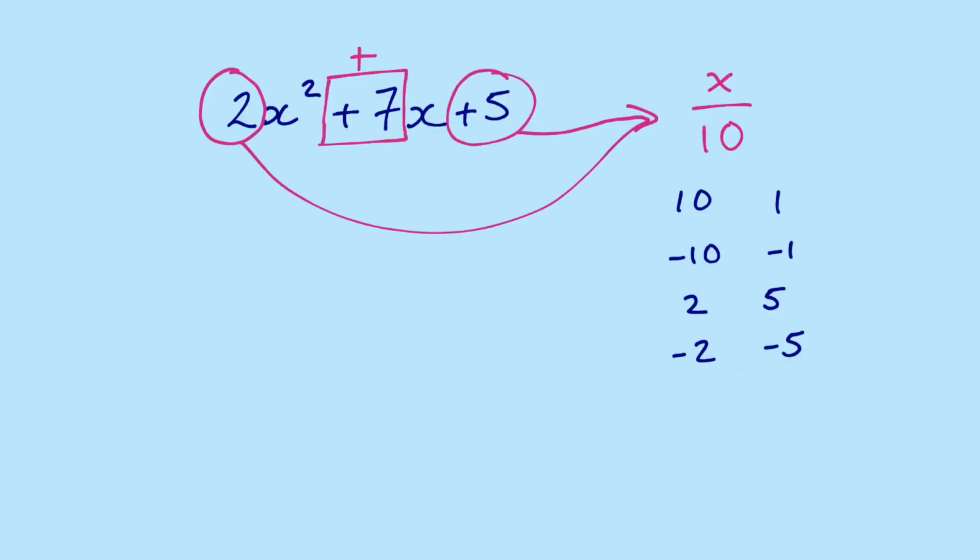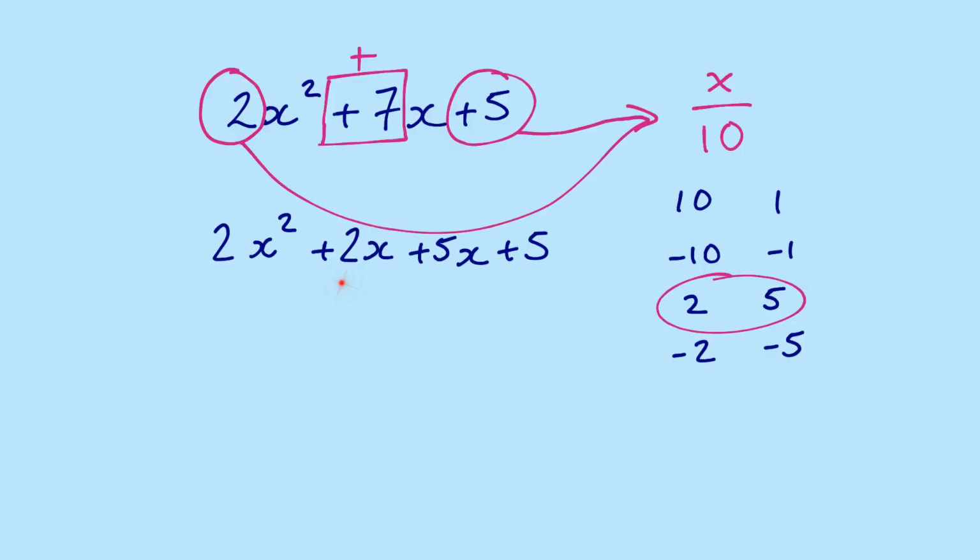Now of those pairs, the two that will give me plus 7 when we add them together, of course, is the plus 2 and 5. So what we do next is we take these two numbers, 2 and 5, and we rewrite the plus 7x as plus 5x and plus 2x. So I've written the plus 7x as plus 2x and plus 5x. So I've separated this middle term into two terms.